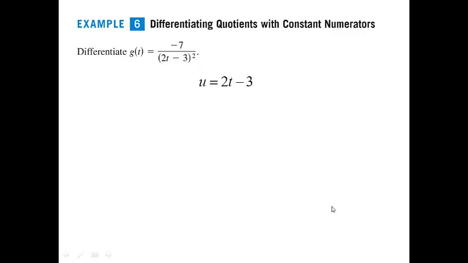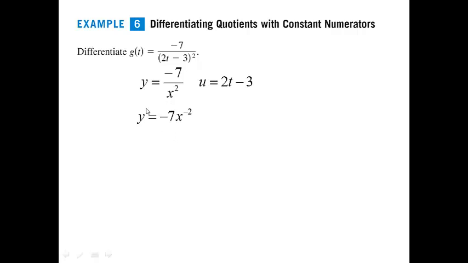All right, first step, find your u. The u is 2t minus 3. Okay, that means the y is negative 7 over u squared. Okay, now we're ready to start taking the derivative. We're going to take the derivative of y, which I'm going to rewrite y as negative 7 u to the minus 2. Remember, the negative 2 means that I move the u to the denominator or the numerator because it's in the wrong place.